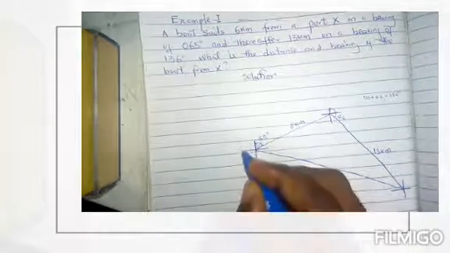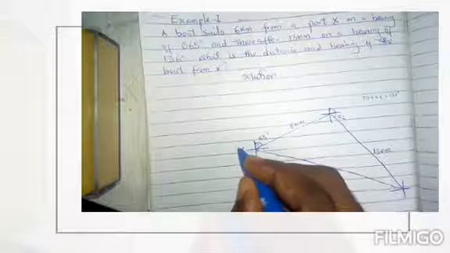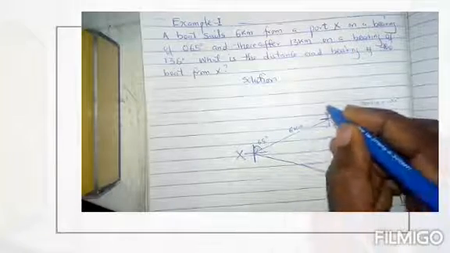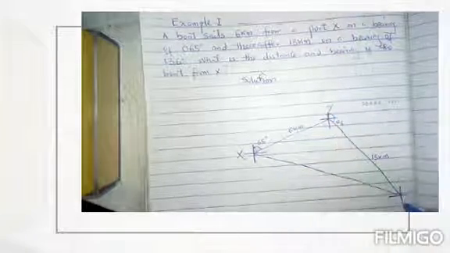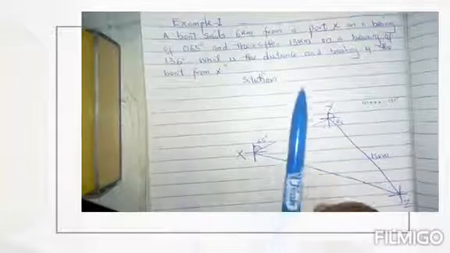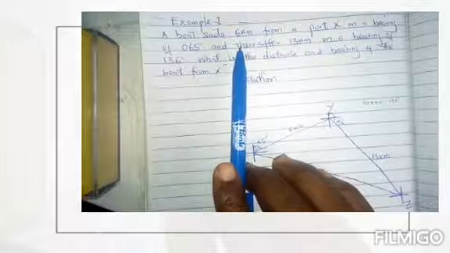So this is the boat. The boat started from here, X. No other points were given as Y or Z, so you label them yourself. Move to Y, then Z. So this is the interpretation of this question.